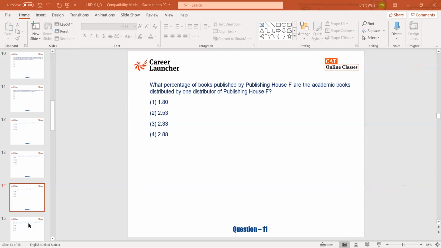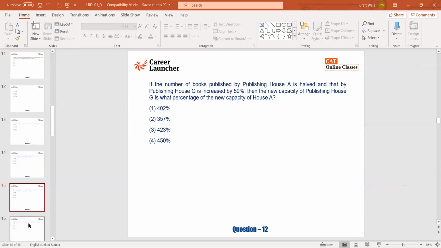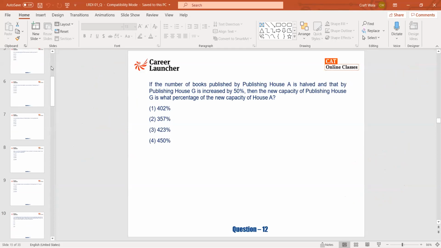Okay, next let's look at 12th one. If the number of books published by publishing house A is half and that of G is increased by 50%, right? So then what is the new capacity of G by A? What is G upon A in percentage? We have to say that.